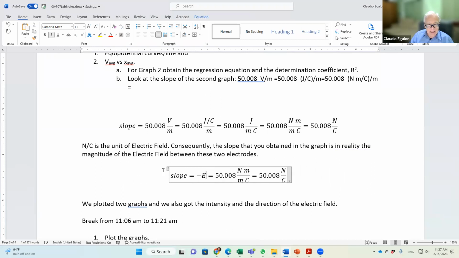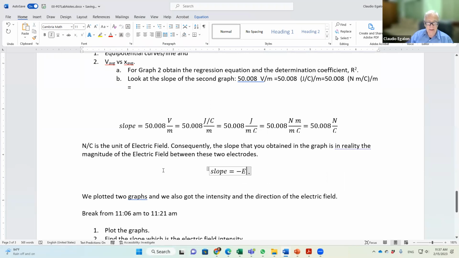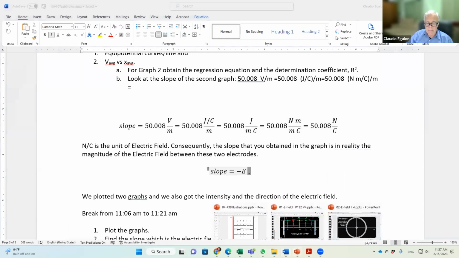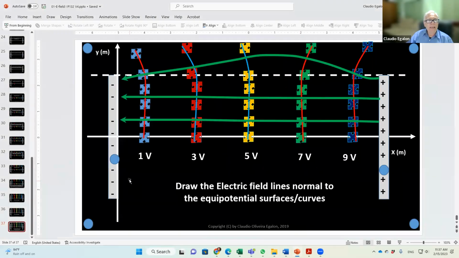So if you go back to that graph that you saw in my notes, see that the voltage is increasing from the left to the right, and yet the electric field is pointing from the right to the left. That's what this negative is all about. That's how we define the electric field. The electric field is minus the variation of the voltage with the distance.